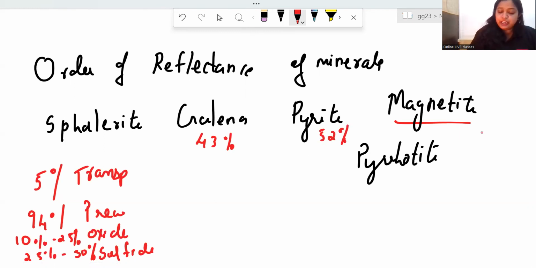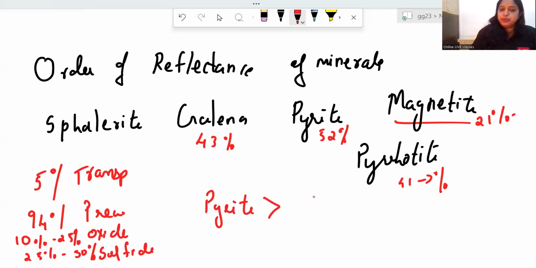Magnetite reflectance is very low, about 21%. Pyrrhotite also has a reflectance of around 41-42%. Sphalerite has less than this. So in order of reflectance, the highest value should be pyrite, then galena, and the last should be magnetite.